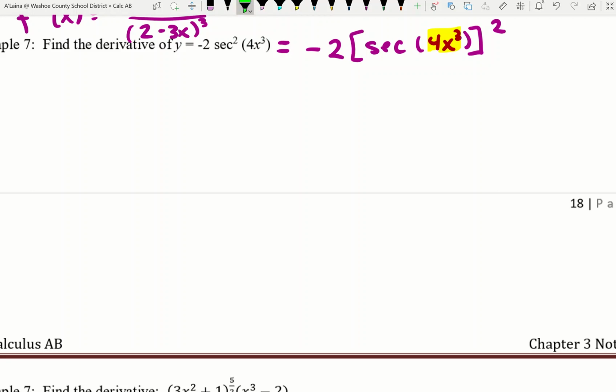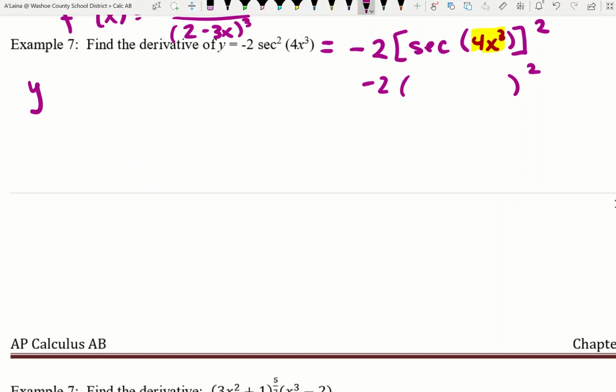However, secant of 4x cubed is also an inner function. We have two different inner functions. We have secant, and we have inside of secant 4x cubed, which means we have to use the chain rule more than once. So I'm going to start by recognizing what the outer function is. The outer function is negative 2 times something squared. And so as I do the derivative, I want to start with the rule for the outer function, which in this case is the power rule. So this would be negative 4 times something to the power of 1.